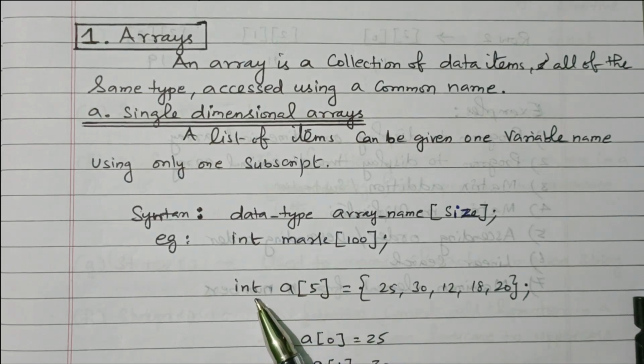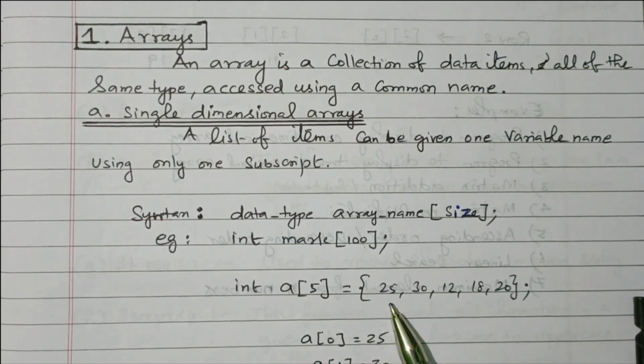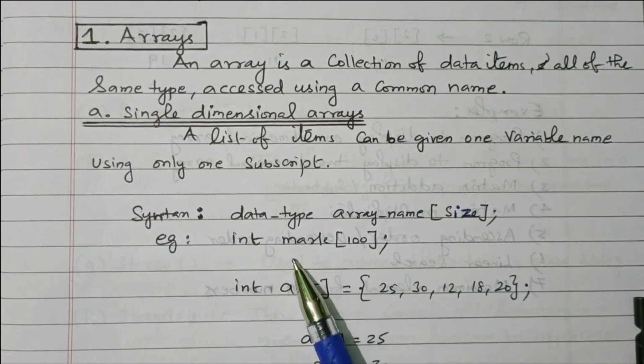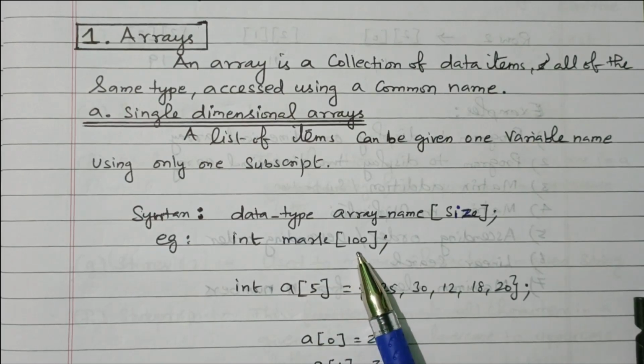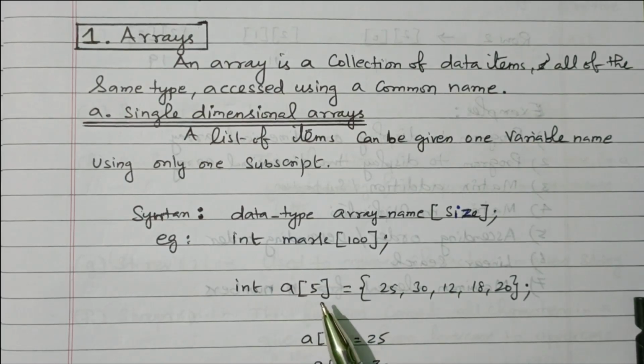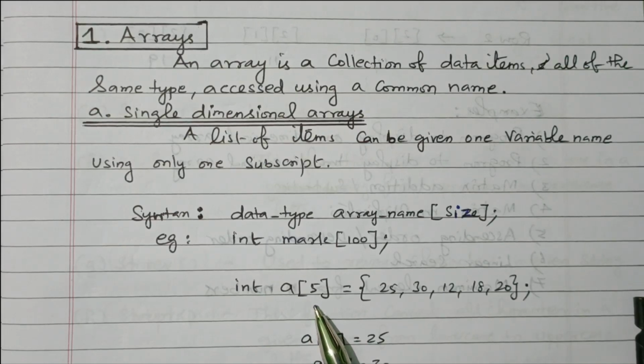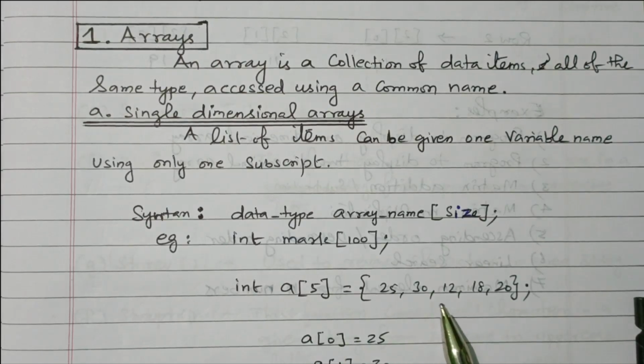Another example: int a[5] = {25, 30, 12, 18, 20}. The type is integer, the variable name is a. We can store a maximum of 5 elements. These 5 elements are given here. So this is the data type, this is the variable name, this is the maximum number of elements, and these are all the elements.